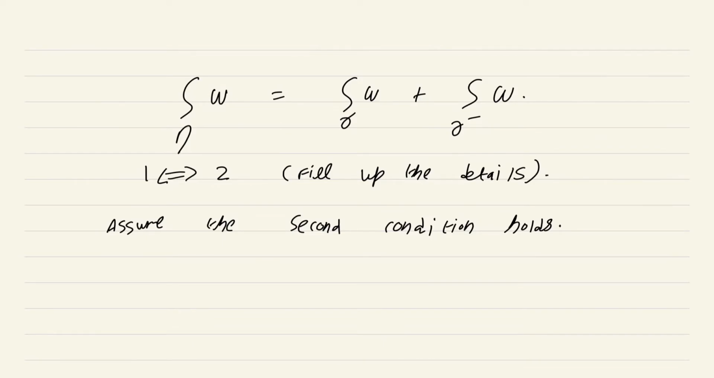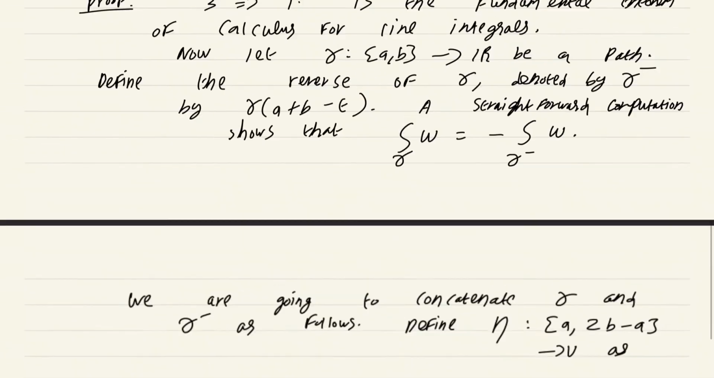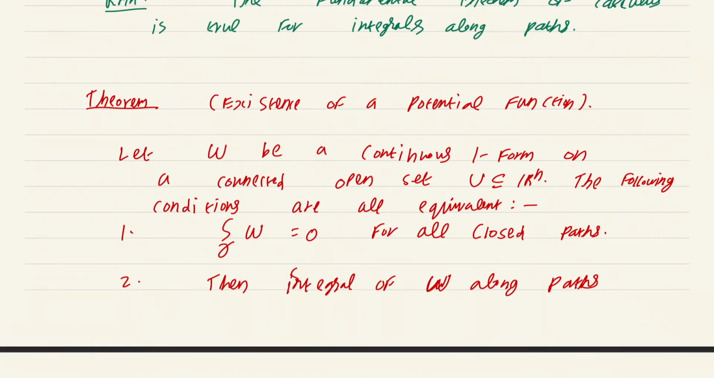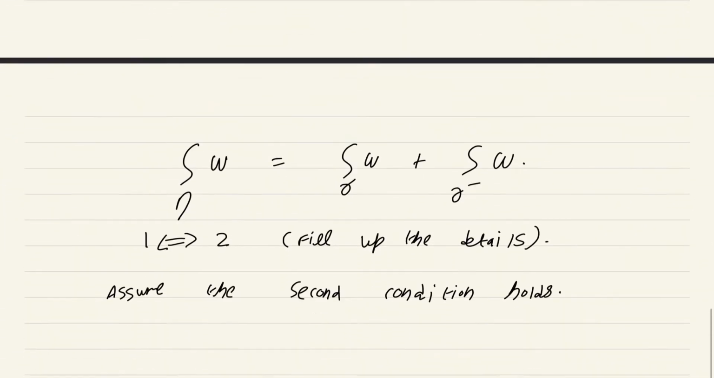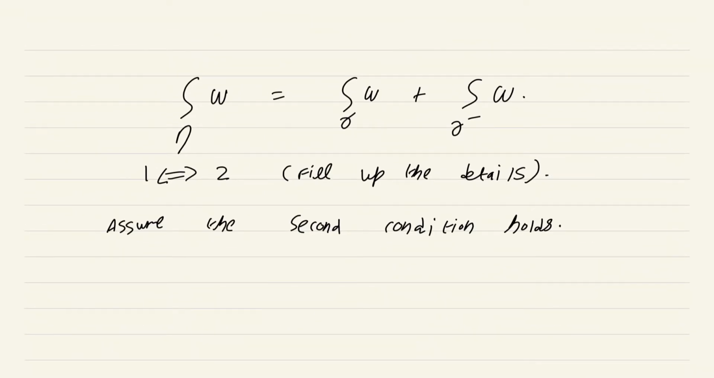Okay, we now have to show that there is actually a potential function. So what does the second condition say? Let's recall. It says that the integral of omega along paths depends only on the endpoints. That means, in the vector field version, the vector field is conservative. Now we have to find a potential function. Here we have to find a function whose differential is this form.